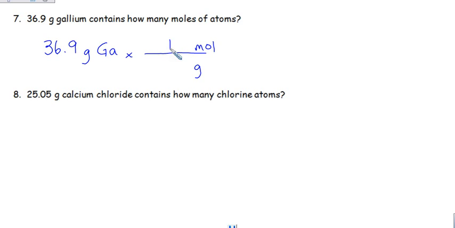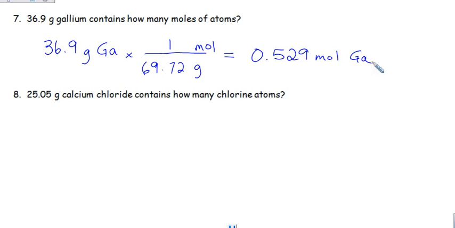Gallium, 69.72. If your proportion is set up correctly, it'll tell you if you multiply or divide. If the number is on the bottom, we divide. If the number would have been on the top, I would multiply. So in this case, we take our 36.9 divided by 69.72. My original number has 3 sig figs, so I will leave 0.529. And that would be moles of gallium.